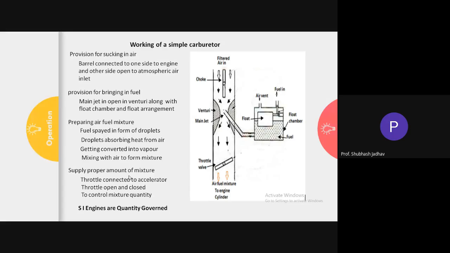Abhijit Rajput. Abhijit Rajput, can unmute yourself. Abhijit Rajput. Rajput, Abhijit. Please. Tell me what is the provision for bringing in the fuel? Abhijit, question to you.